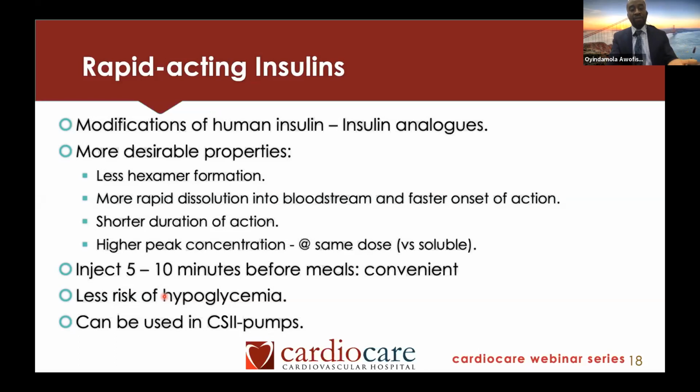Of course, because of the more rapid onset of action, it can be injected 5 to 10 minutes before meals. We actually tell some people they can inject it immediately before meals if they don't want to wait for 5 minutes. The consequences are very minor. Okay, the risk of hypoglycemia is also less because it doesn't act for too long a time. And it can be used in insulin infusion pumps, which I'll talk about later along the line.